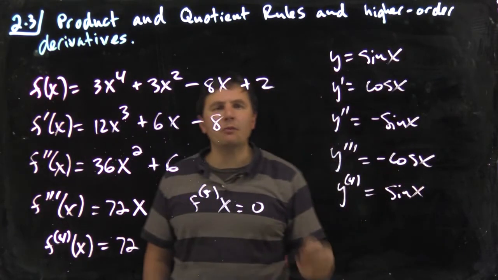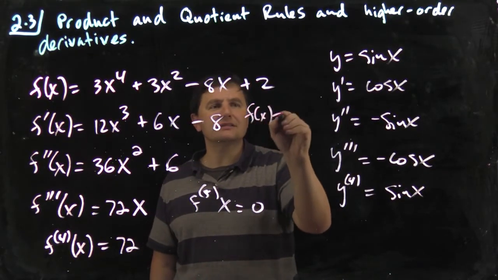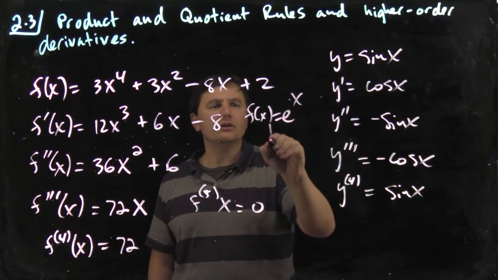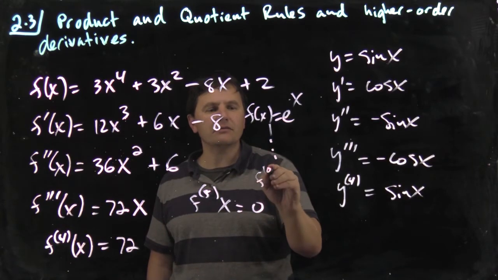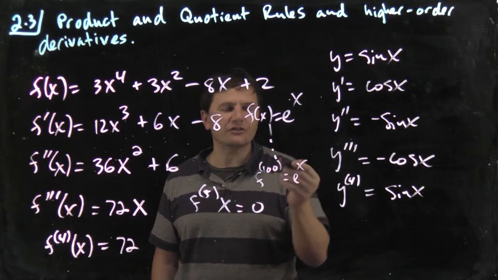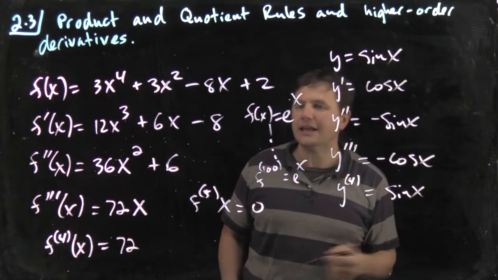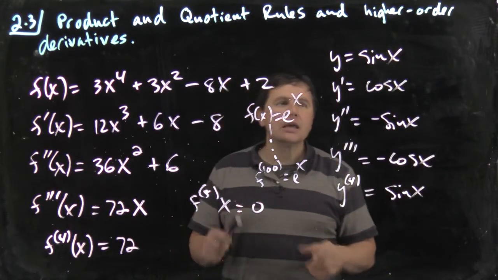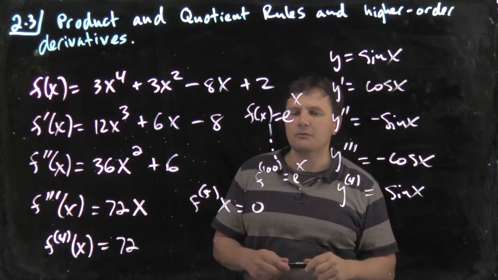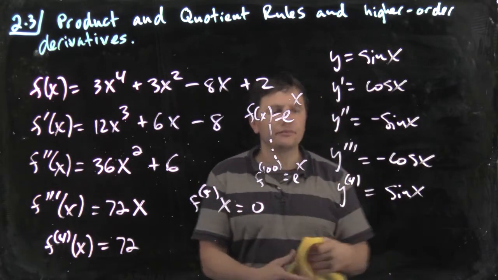Okay. I want to point out that our friend e to the x, this one, you take derivatives all day. Take the 100th derivative, it's just e to the x. So derivative of e to the x is e to the x. Keep doing that, you get e to the x. Okay. So let's talk about some notation, and that will do it for today.